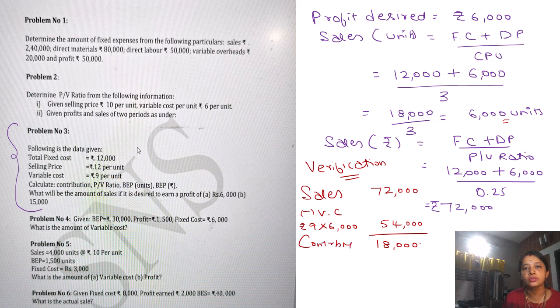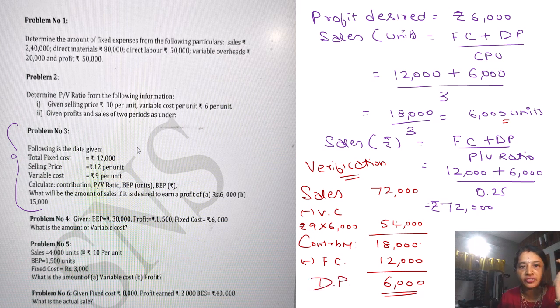What is 18,000? Contribution, less fixed cost. How much is the fixed cost they have given in the question? 12,000. So how much is your profit? 6,000. So this is your desired profit. Similarly, here they have given 6,000. In the next situation, you can take 15,000 and solve the problem. You will get a profit of 15,000 when you verify.